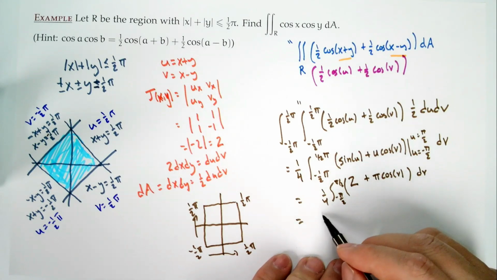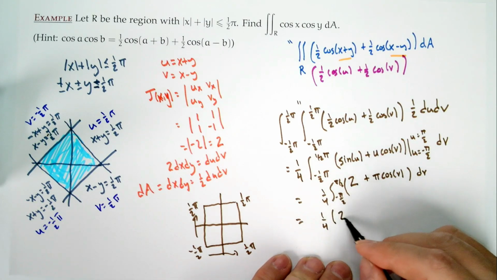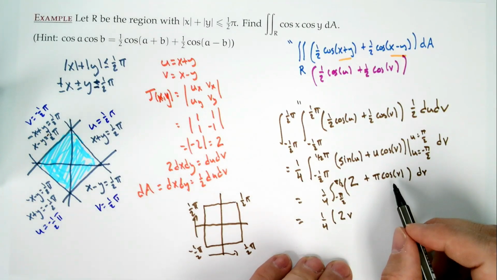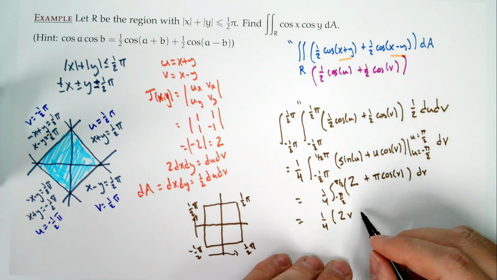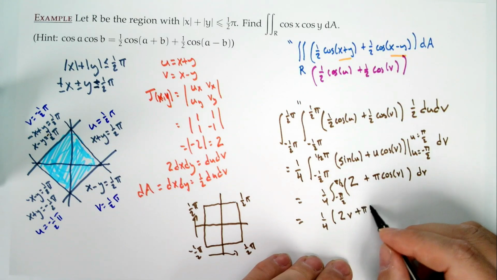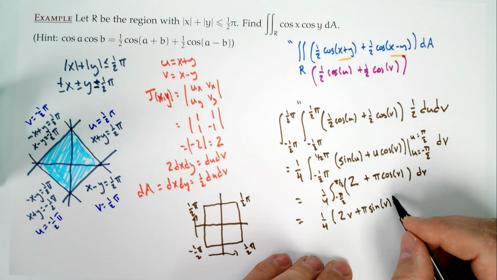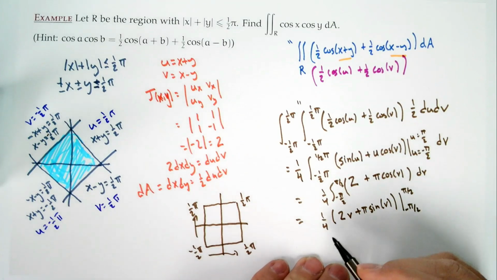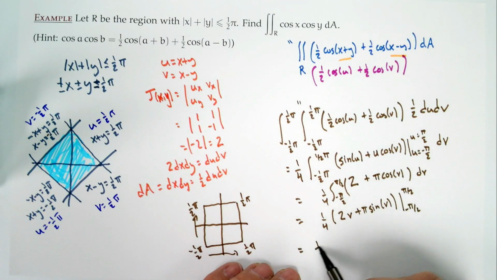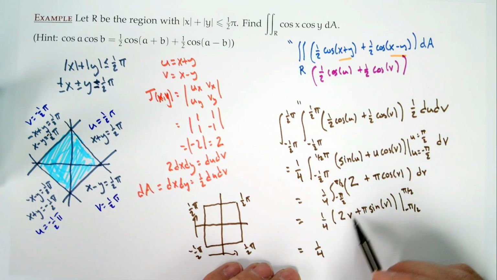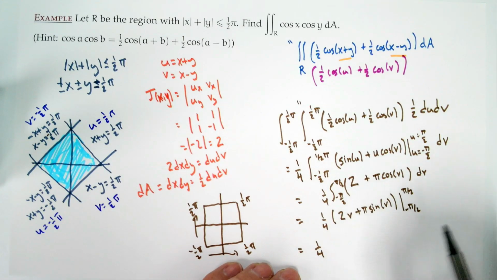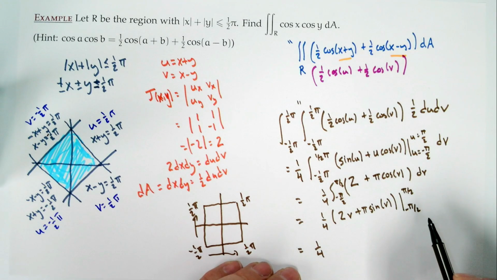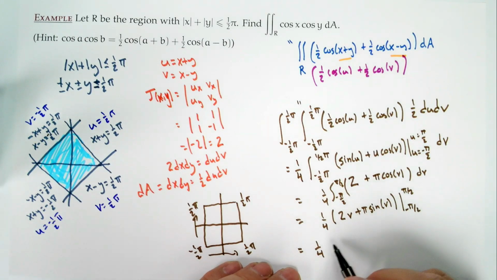So, what do we get? Well, that's 1/4 times 2v. Integral here, well, that's pi cosine of v. So that is going to become pi sine of v. And now we're going to evaluate from negative pi halves to pi halves. And if we do the evaluation, what will we get? Well, we're going to get 2 times pi halves, which is going to be pi. But then we're also going to subtract 2 times negative pi halves, which is going to be negative pi. So this will simplify to be 2 pi.